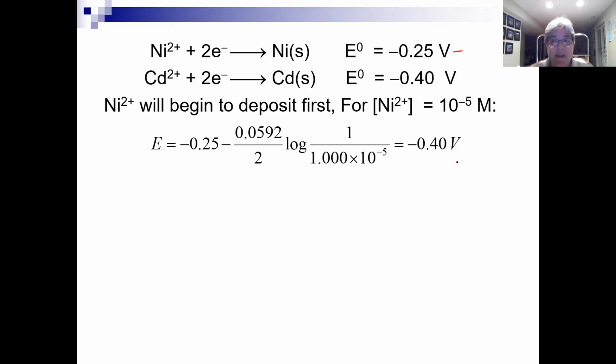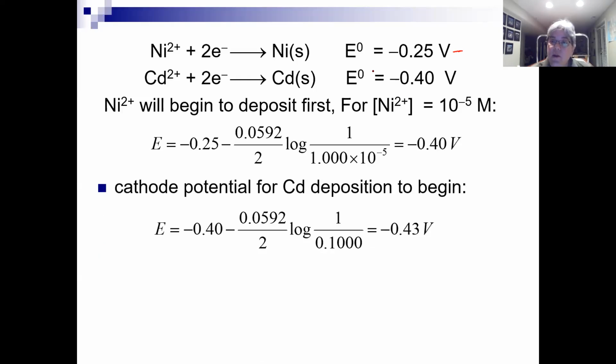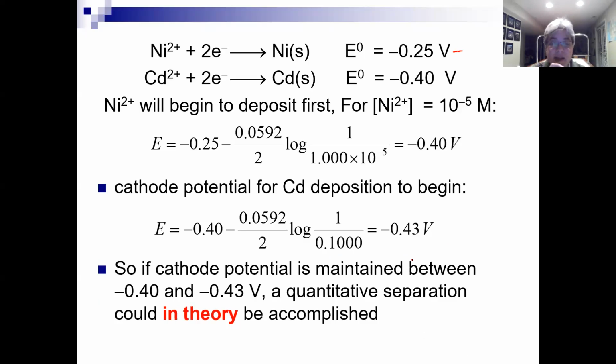Now, we're trying to say, can I get all of the nickel out with no cadmium? So the next question is, where will the cadmium begin to deposit? We know the initial concentration of cadmium was 0.1, so I use a Nernst equation for that. We use its E0 and the initial concentration, and notice I get minus 0.43. So what does that tell me? That tells me if I can keep the cathode potential between minus 0.4 and minus 0.43, then in theory, according to the Nernst equation, I can do this separation.